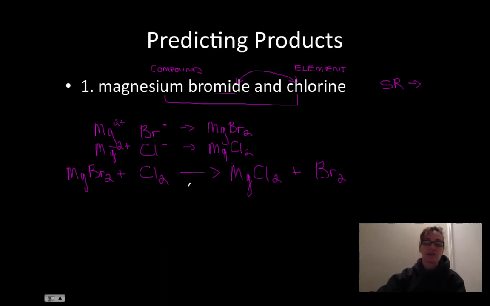I'm going to check and see if my equation is balanced. 1 magnesium, 2 bromines, 2 bromines, 2 chlorides, 2 chlorines. I'm set. So I can use my understanding of the 4 different reaction types to help me predict what products will be formed when I'm given particular reactants.